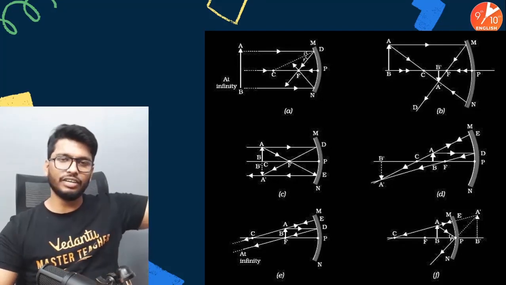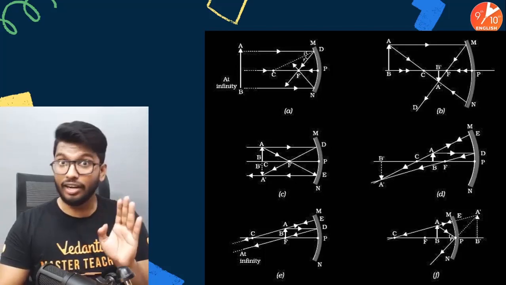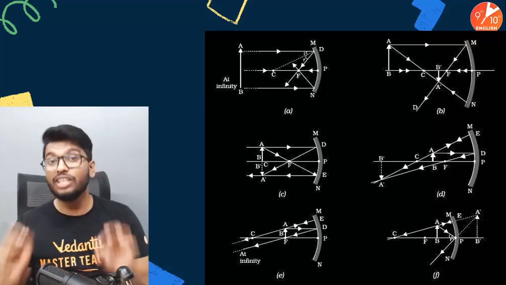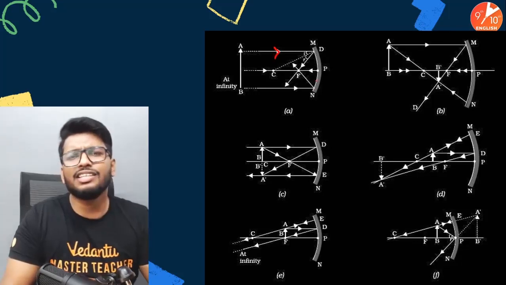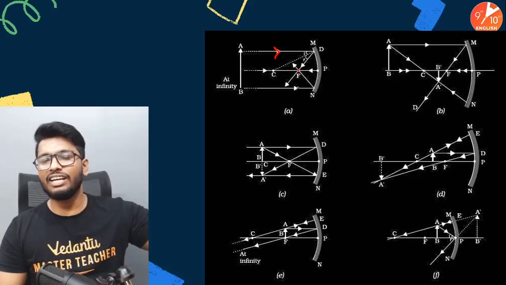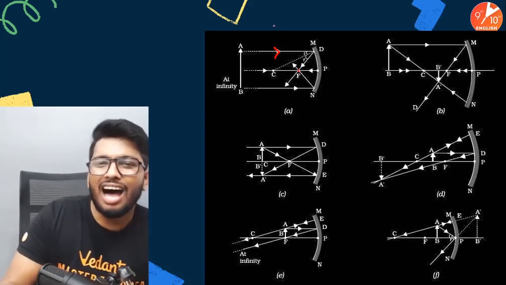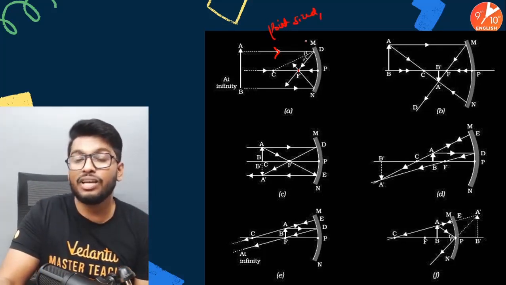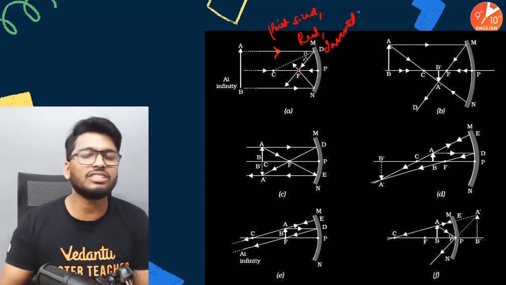When the object is at infinity, we are only taking those rays of light which are parallel to each other. It's not that all rays are parallel. We are taking only those rays which are parallel to each other. After reflection, you can see that they would be meeting at the focus. So the image formed when the object is at infinity is going to be at focus itself. The size of the image is highly diminished. It is a point-sized image. It is real in nature, and it is also going to be inverted.